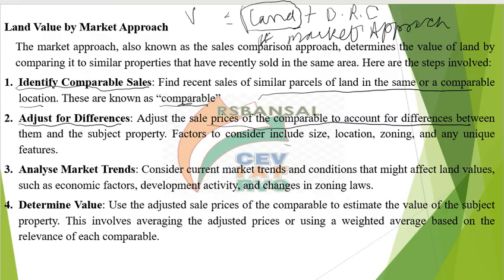Factors you may consider are size, location, zoning, and any unique features you have identified at the site. Then you analyze the market trends, how the markets are moving on the date of valuation, and current market trends and conditions that might affect the land values, such as economic factors, development activities, and changes in zoning law, etc. And then you determine the value of the building by adjusted sale prices and giving a weighted average.